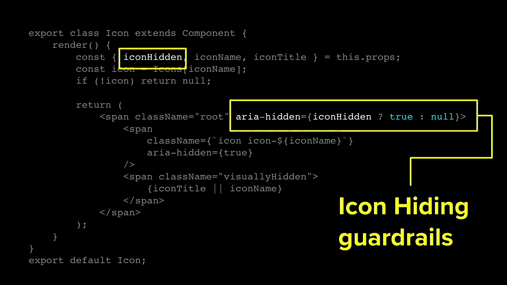This true or null pattern is very important for certain attributes, like the hidden attribute, the disabled attribute, the ARIA hidden attribute. You'll see them attached to an HTML element or not at all. They don't have a true or false, because if you pass in false, some older screen readers will still read it out or still hide things. So this true or null pattern for certain attributes is very important.